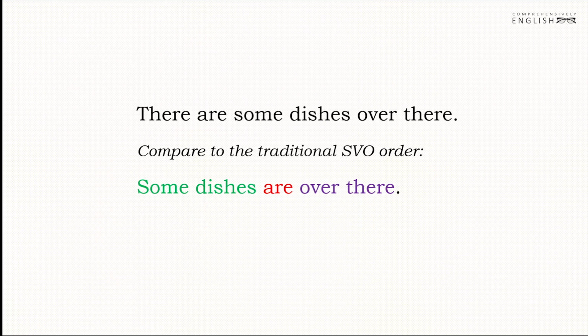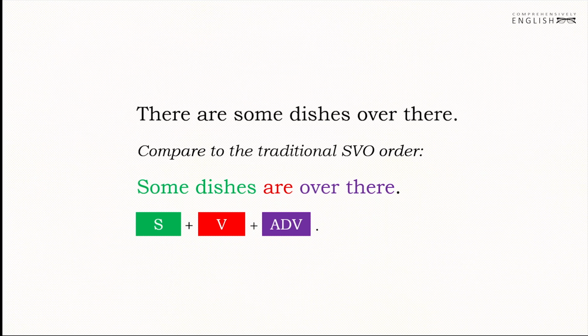If we look at this sentence, we'll see that it doesn't follow the traditional subject-verb-object order. Some dishes are over there is a typical sentence where the subject, some dishes, takes the first place, are, the verb, takes the second place, and over there is the adverbial modifier that stays at the end of the sentence. But what is the subject of there are some dishes over there?